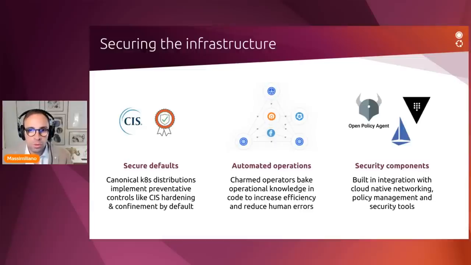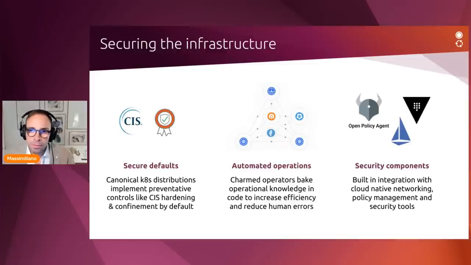We extend this attention to security also to the infrastructure layer. All of our Kubernetes distributions implement a set of security controls and implement CIS hardening by default. MicroK8s in particular also benefits from strict confinement by default, meaning that the risk of container escapes, or attackers using a vulnerable pod or container to gain access to the lower layers of the infrastructure, is greatly reduced.